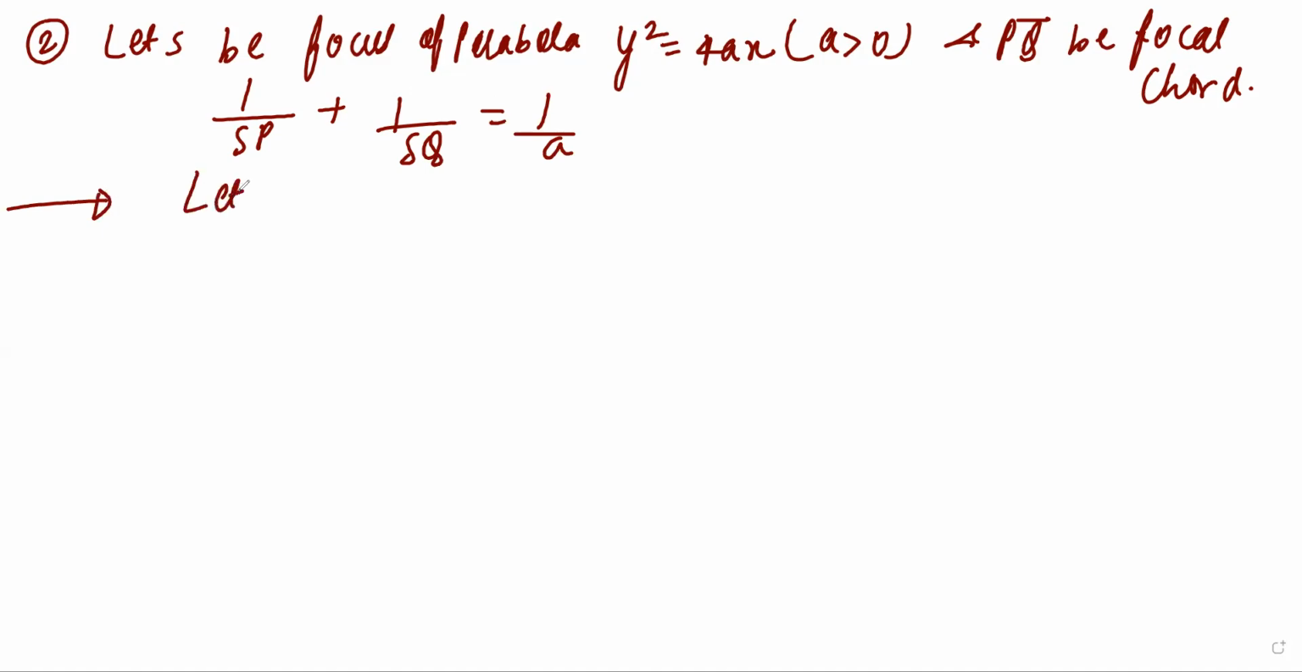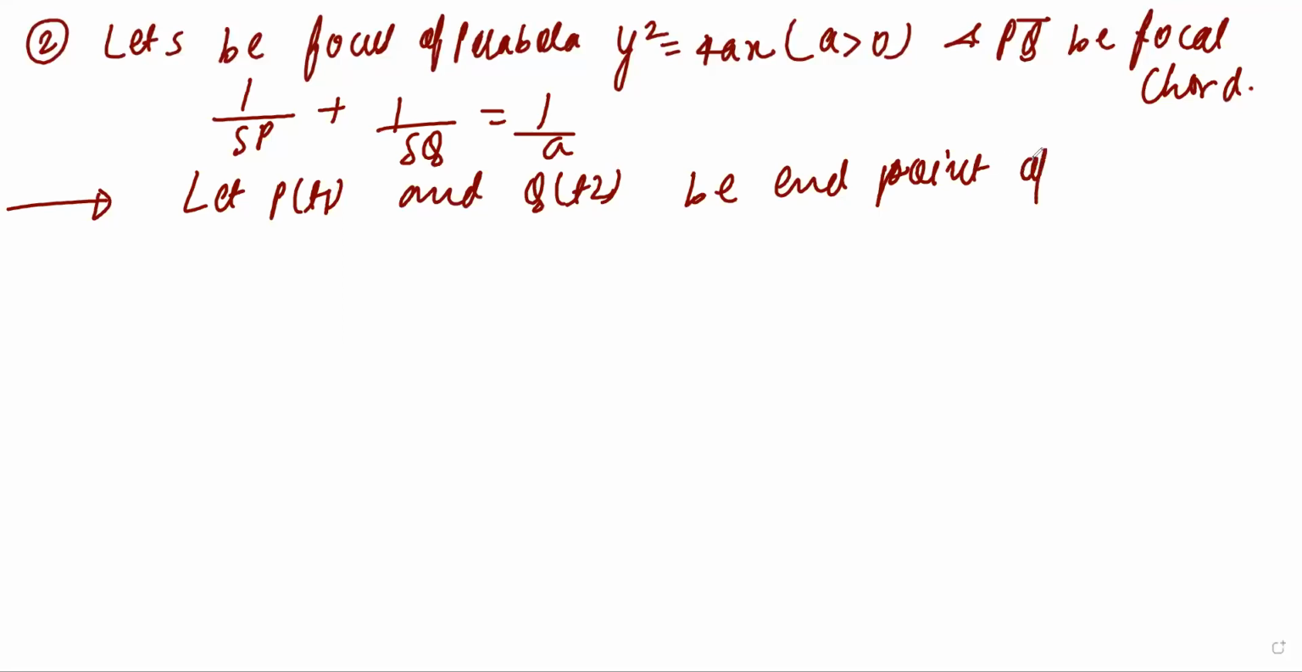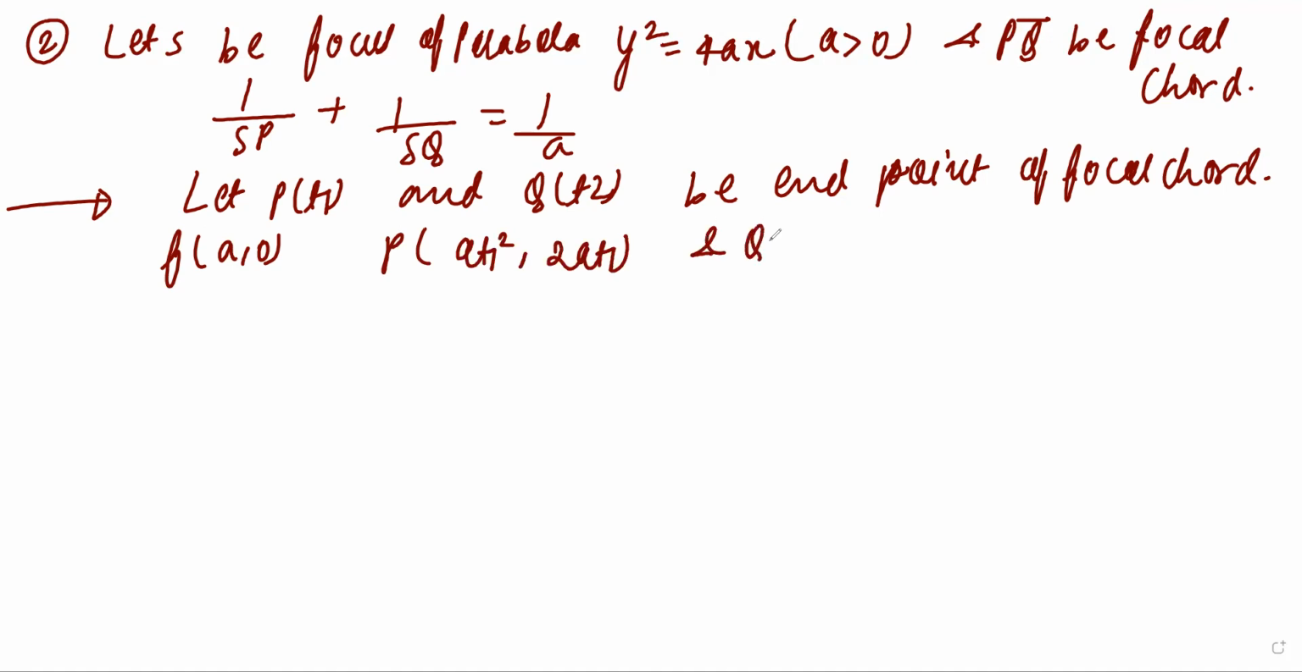Proof. Let P(t1) and Q(t2) be the endpoints of the focal chord. The coordinates of the focus are (a, 0), and the coordinates of P and Q are: P is (a t1 square, 2a t1) and Q is (a t2 square, 2a t2).